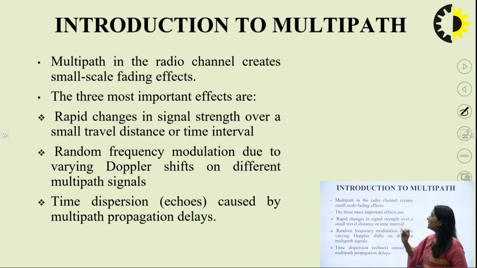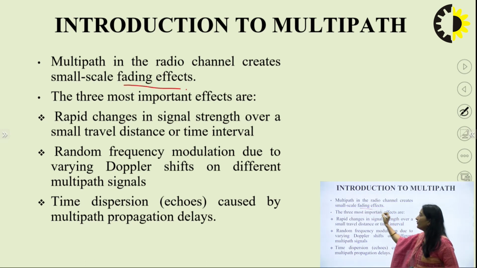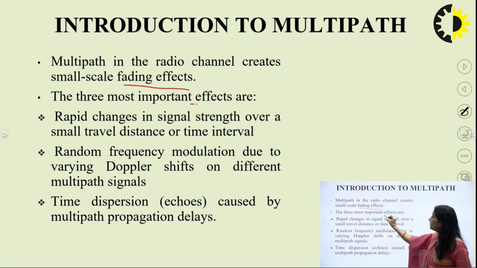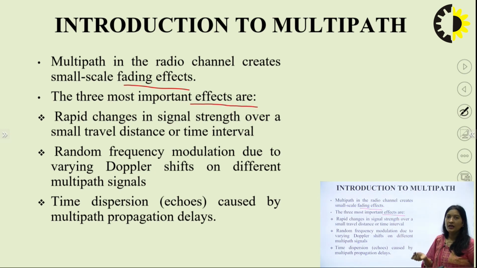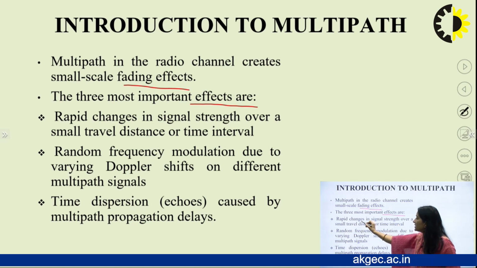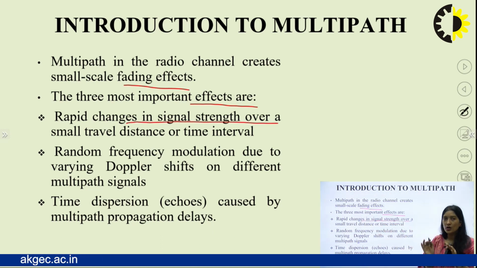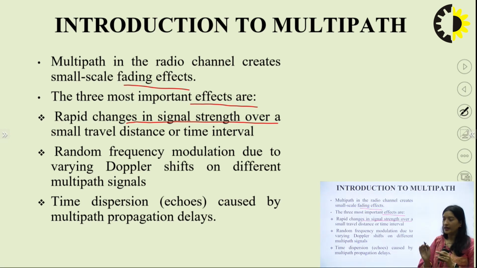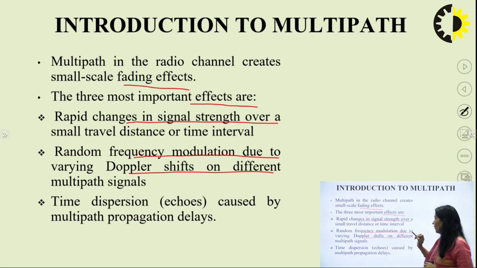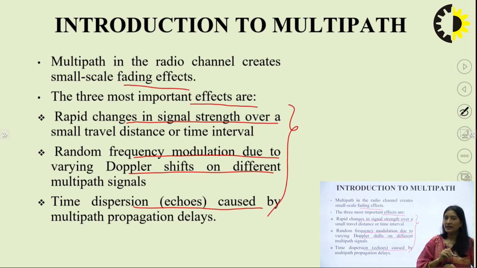Now, multipath in the radio channel creates a small scale fading effect. The three most important effects that we generally see in our multipath wave are: first, rapid change in signal strength over a small travel distance or a small period of time. Second, rapid frequency modulation due to varying Doppler shift on different multipath signals. Third, time dispersion or echoes caused by multipath propagation delays. So these are the three major factors which we can observe in multipath.